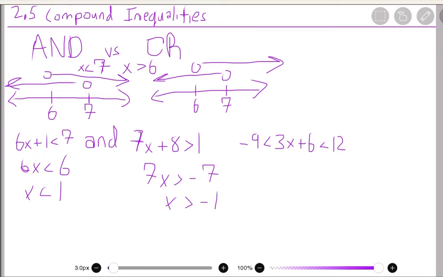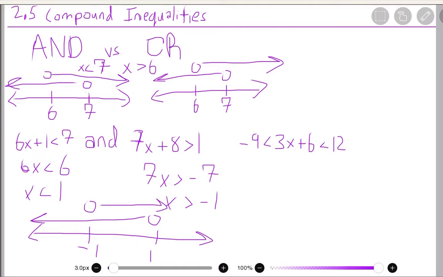Since this question is asking for "and," if we were to plot this on a number line, where this would be 1 and this would be negative 1, x is less than 1 and x is greater than negative 1. So our answer would be negative 1 is less than x, which is less than 1. But if we were to look at the same problem as an "or," our answer would be all real numbers because each line is going through the whole number line in the opposite directions.